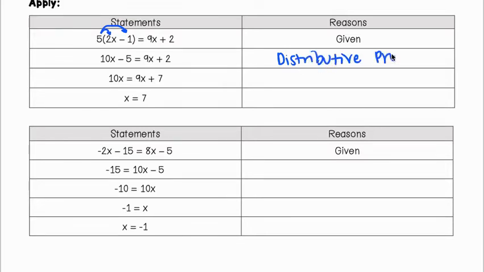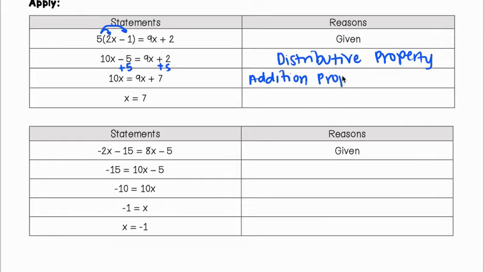Then in my next line, I can see that I'm left with 10x equals 9x plus 7. So we got rid of the minus 5. Well, to undo minus 5 from each side, I would be adding 5 to both sides of the equation, meaning I'm using the addition property of equality.